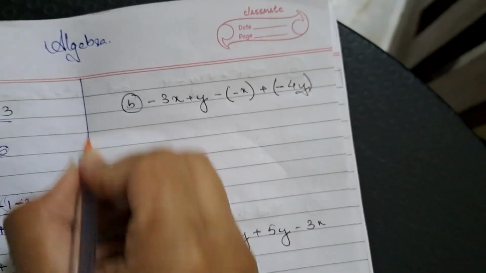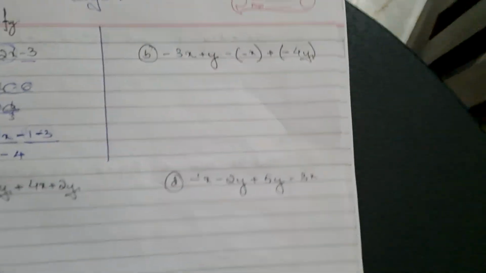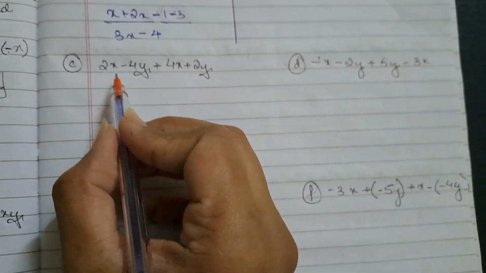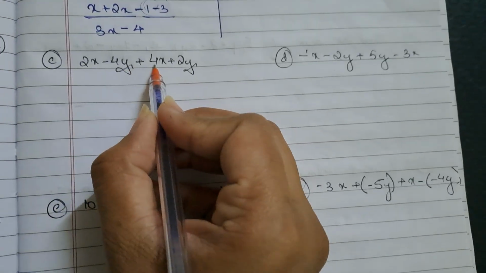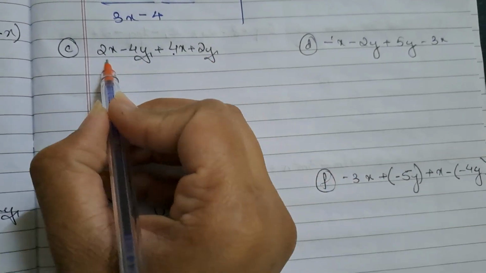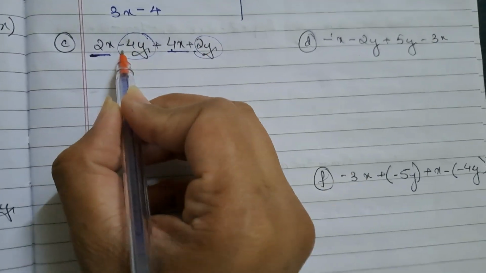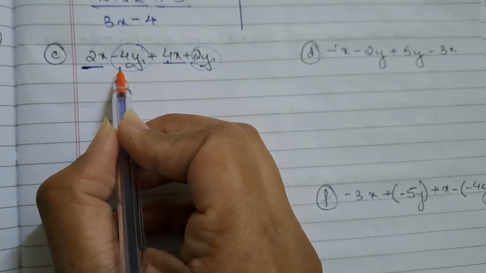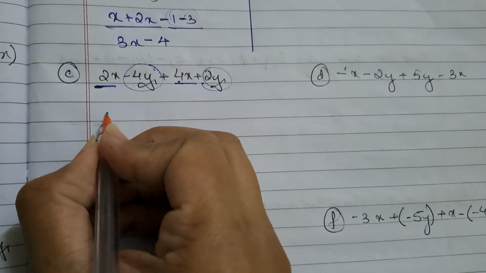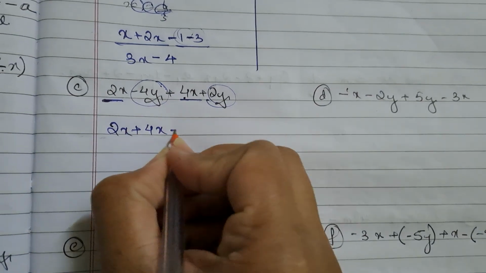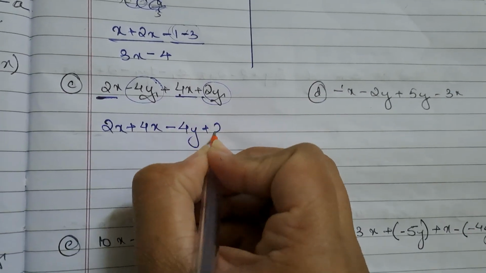Going to the next one, let's see again what we are doing in here. Before I go with this one, I will try to simplify this one and explain it, okay? We have 2x minus 4y. 4x plus 2y is there. So x terms will go with x terms, y terms will go with the y term. Now did you see I circled the minus sign as well? So that becomes 2x plus 4x. I'm writing them together. Then minus 4y plus 2y.